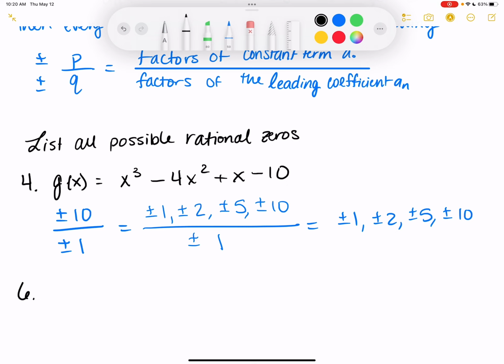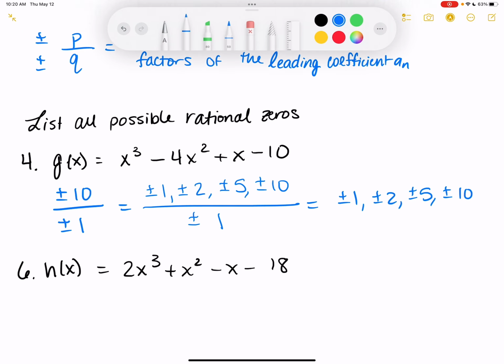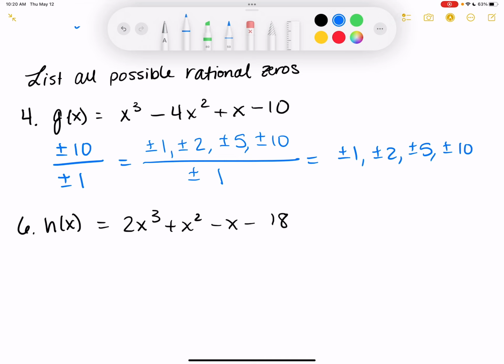All right. Well, that one was kind of easy because there was a 1 on the bottom. Let's do something where there's not a 1 on the bottom. H of x equals 2x cubed plus x squared minus x minus 18. All right, so the constant term, so plus or minus 18 over plus or minus 2.